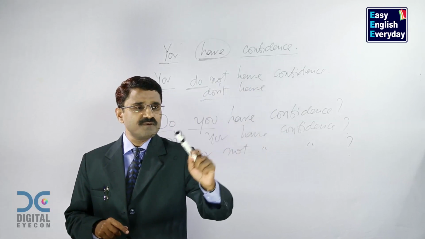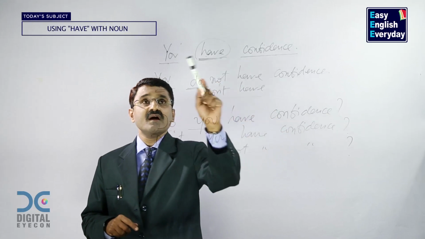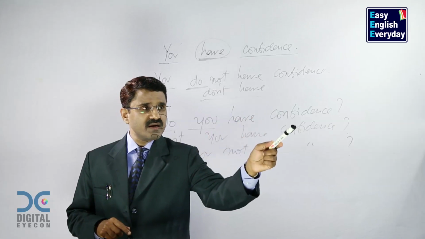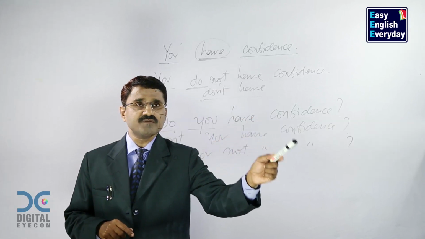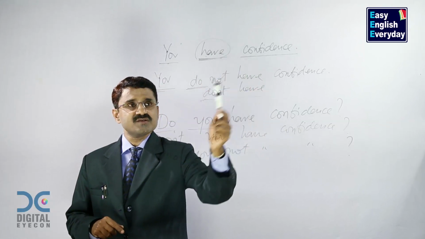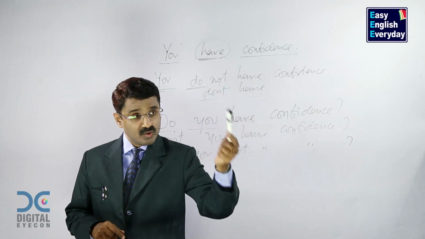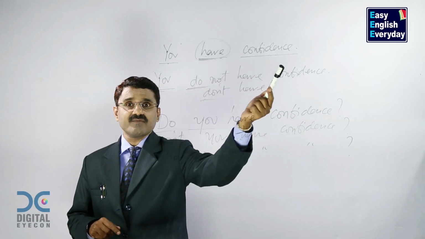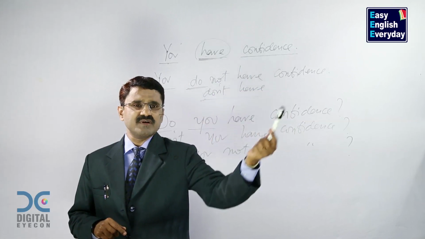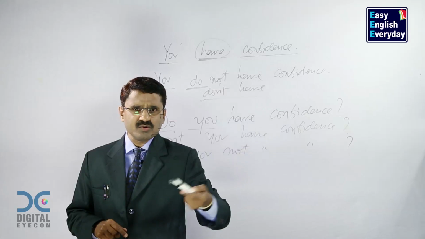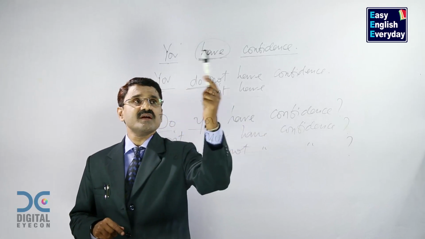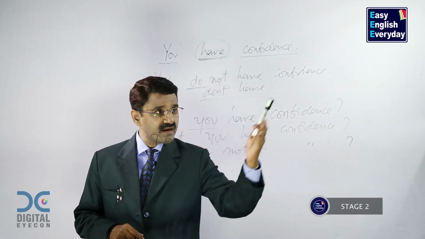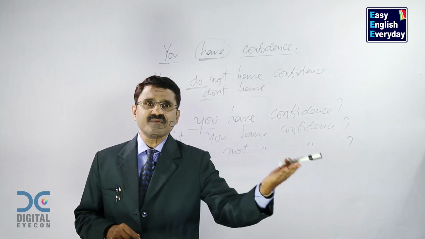I repeat, you have confidence, you do not have confidence. Do you have confidence? Don't you have confidence? I have confidence, I do not have confidence. Do I have confidence? Don't I have confidence? We have confidence, we do not have confidence. Do we have confidence? Don't we have confidence? They have confidence, they don't have confidence. Children have confidence, children don't have confidence. Do children have confidence? Don't children have confidence?